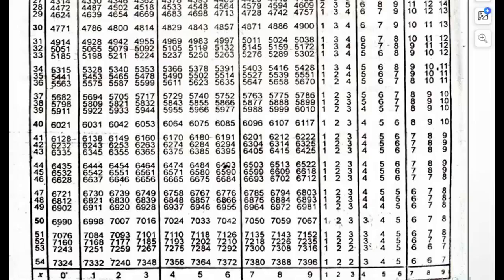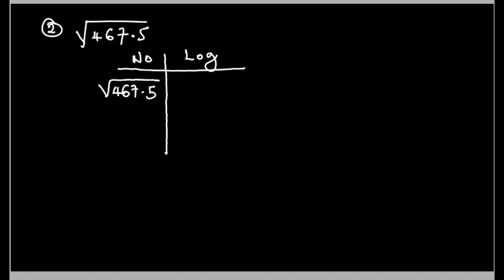Then difference of 5 is still 5. So when you add these values, you have 6698. But before that, I need the characteristic. In 467.5, the whole number is 467. It has 3 digits, so 3 digits minus 1 is just 2, and then point. And then what I just found now, 46 under 7 difference 5, is 6698.